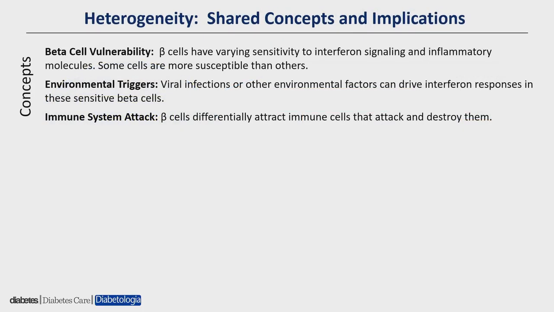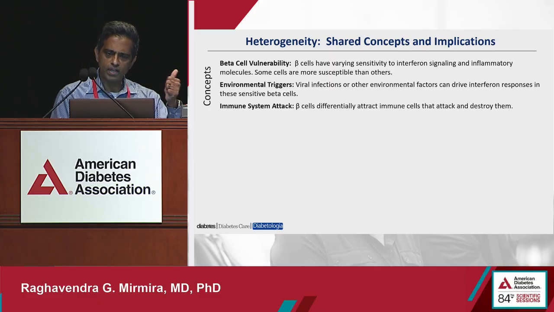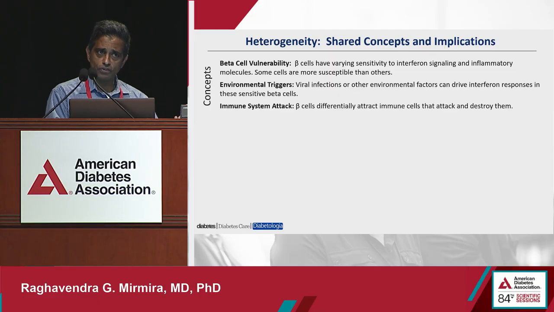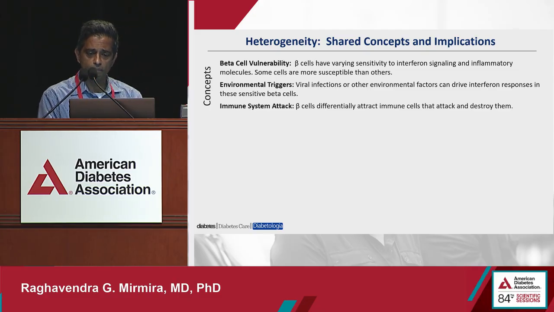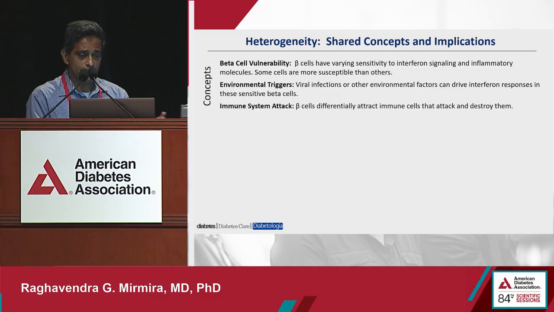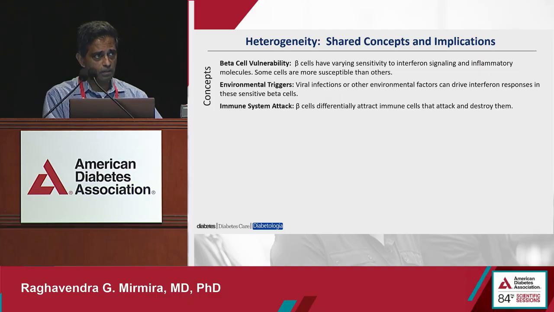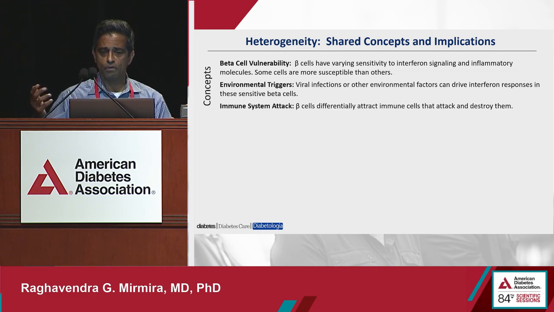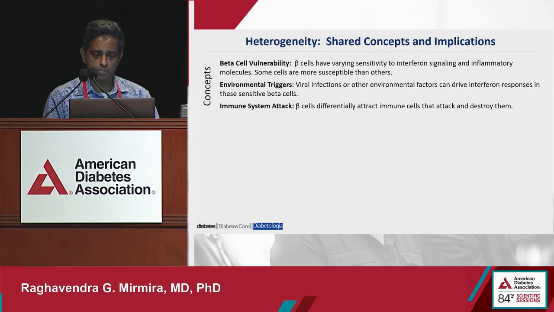So how do we put all of this together? I think there are some concepts that emerged from these 3 talks. One concept is of beta cell vulnerability, that there may be inherent differences in different populations of beta cells to inflammatory signaling, that perhaps environmental triggers, particularly viruses or other infections that drive the interferon response, may be crucial in sort of triggering these beta cells.